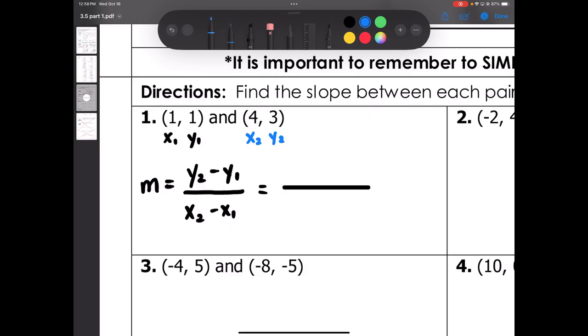Y2. Start at the top, right? Y2 is what? 3 minus y1, 1. Okay, go to the bottom. X2. 4 minus 1 again. What's 3 minus 1? 2.